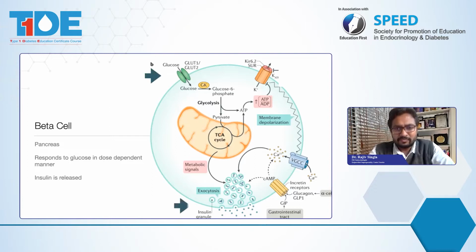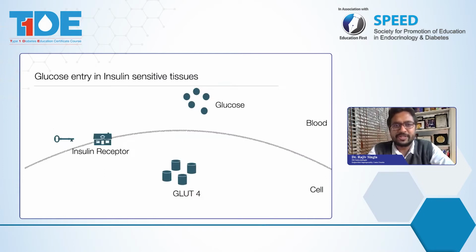Now, glucose binds to GLUT2, and the result is the secretion of insulin into the blood. So that is what these slides want to represent to you.